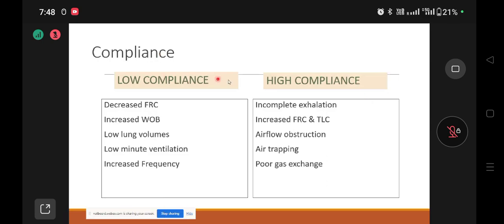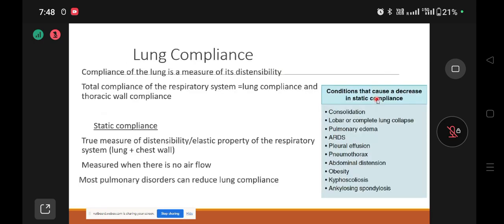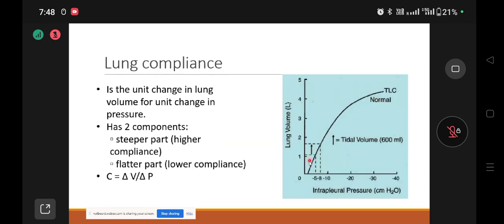So from a ventilation point of view, both low compliance states and high compliance states are bad to ventilate. They're both difficult to ventilate. So we want to ventilate, as I've shown you, on this part of the curve, which is the ideal part where we want to ventilate any child.